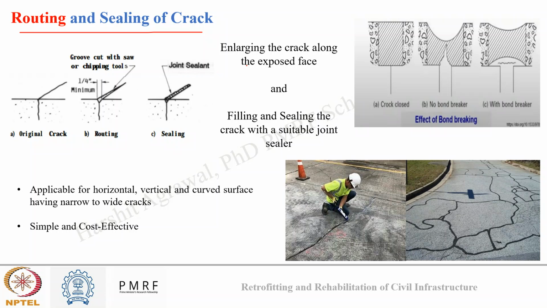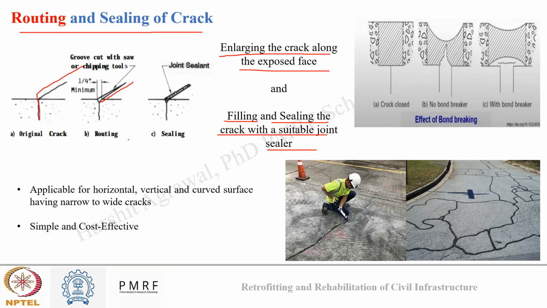So in this, what is done? This is a very commonly used technique, and what we do, we first enlarge the crack along the exposed face, and then fill and seal the crack with a suitable joint sealer. So in the image you can see, originally there was a crack along the surface of the concrete. Using a grooving or a chipping tool, we enlarged the crack, and then we filled the crack with the repair material, and then we applied the joint sealant material.